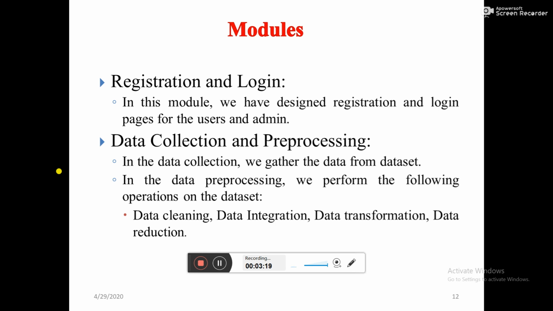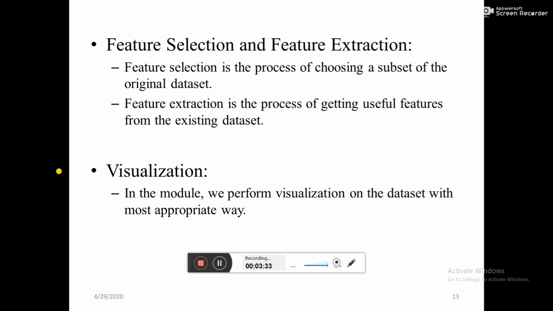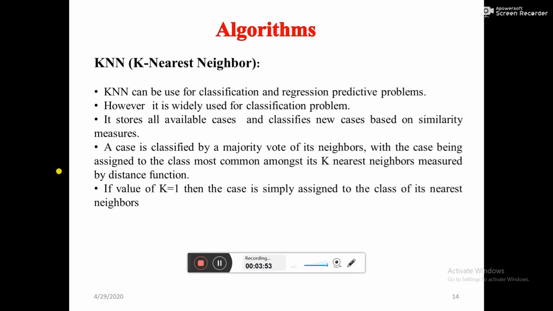The next module is data collection and pre-processing. In data collection, we gather the data from the dataset. In data pre-processing, we perform the following operations: data cleaning, data integration, data transformation, and data reduction. The next module is feature selection and feature extraction. Feature selection is the process of choosing a subset from the original dataset. Feature extraction is the process of getting the useful features from the existing dataset. Then the last module is visualization. In this module, we perform the visualization on the dataset in the most appropriate way.